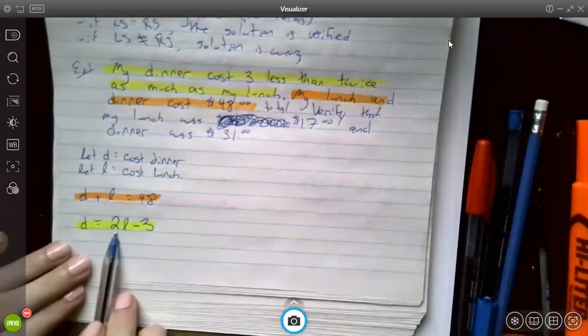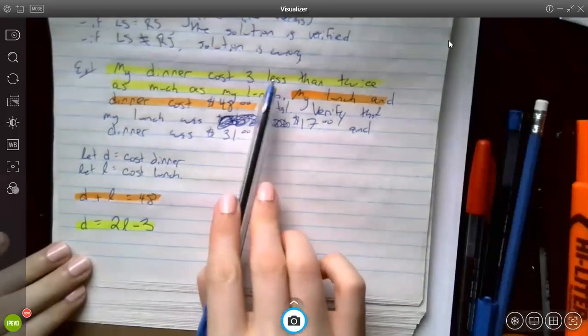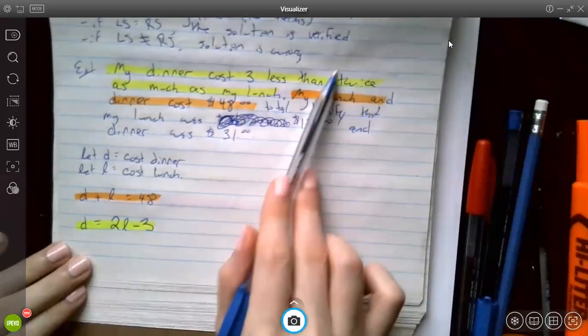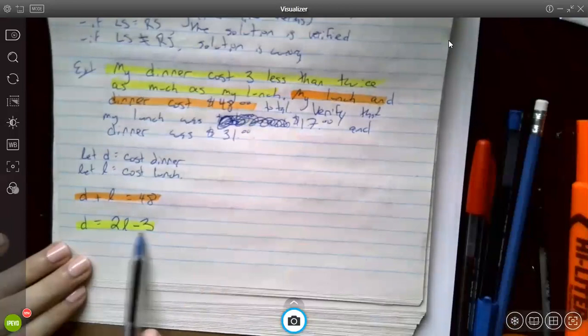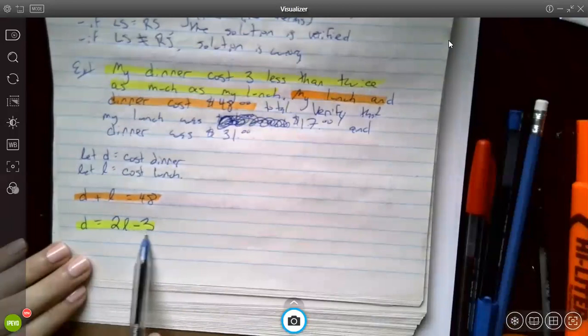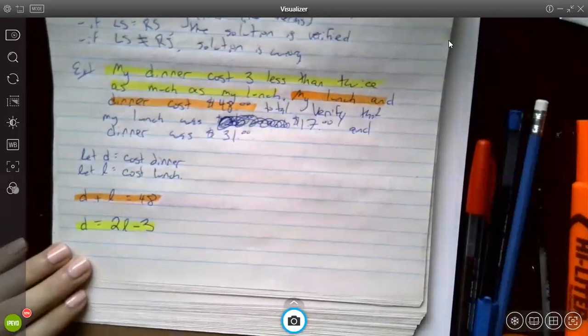A common mistake here is because it says 3 less than twice, people think I have to put the 3 before the twice, and they'll go 3 minus 2L, okay? But it's 3 less than twice my lunch. That means I have to figure out what twice my lunch is and then remove the 3, okay? So just keep that in mind.